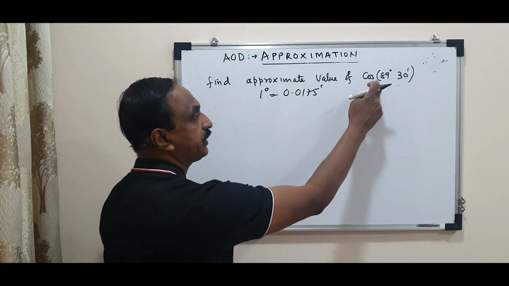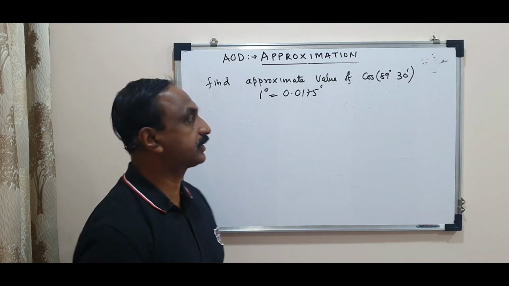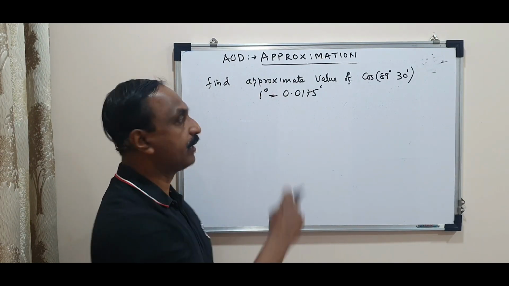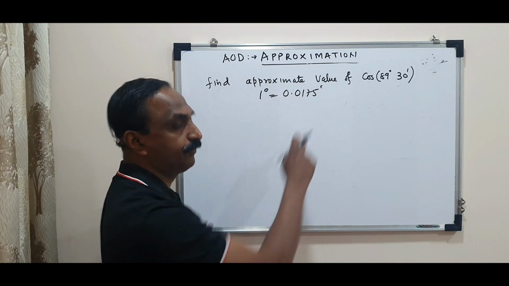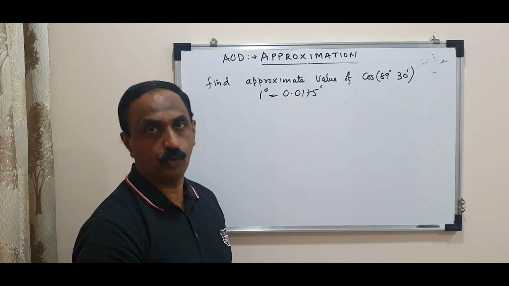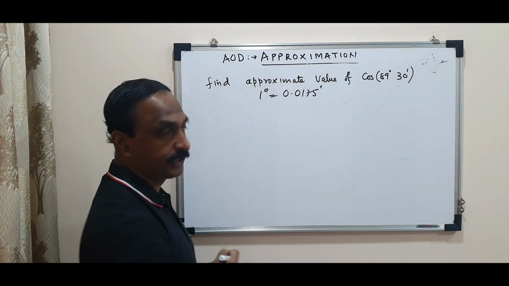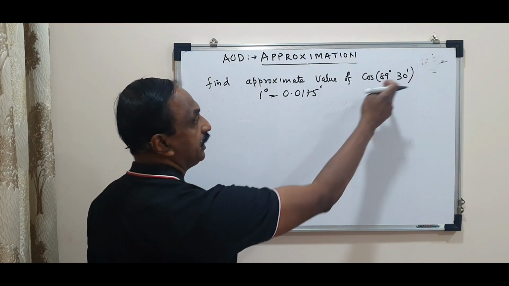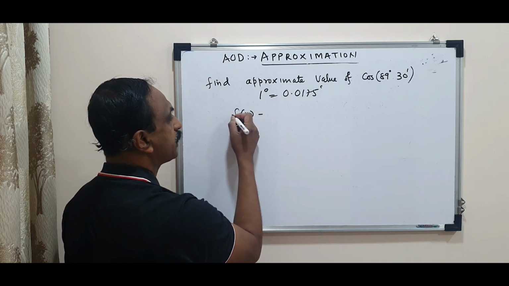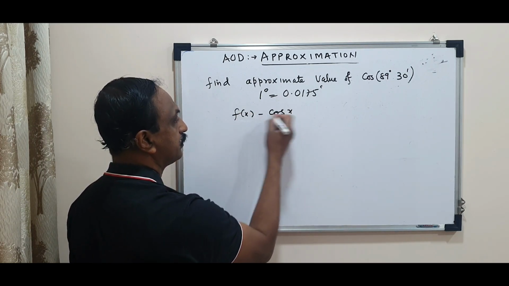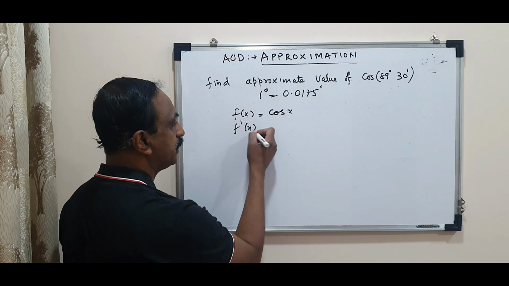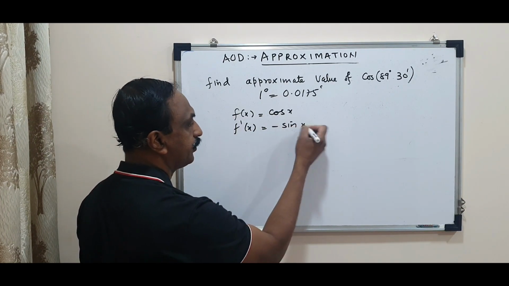Now we'll calculate cos 89 degrees 30 minutes. Here 1 degree is given as 0.0175. Sometimes in the question they give you 0.0174, sometimes they give you 0.0175. That is according to what is given in the question, we go by that. So first of all, define the function. What is the function here? Replace a number by x. So the function f of x is cos x. Its derivative f dash of x is minus sin x.